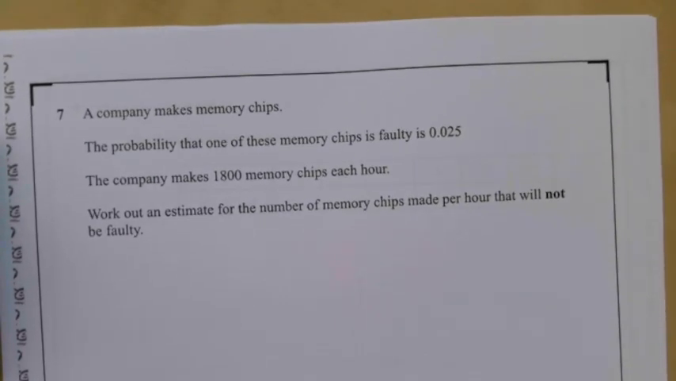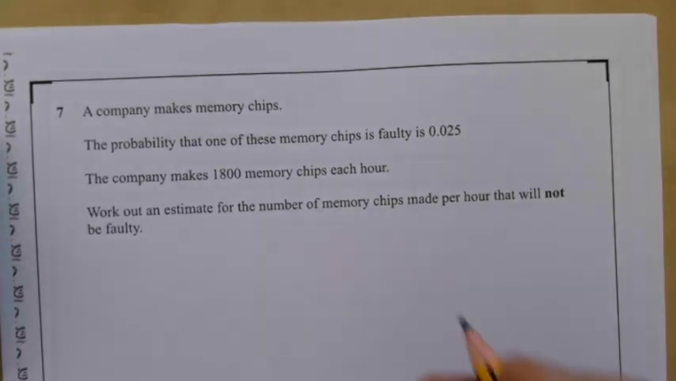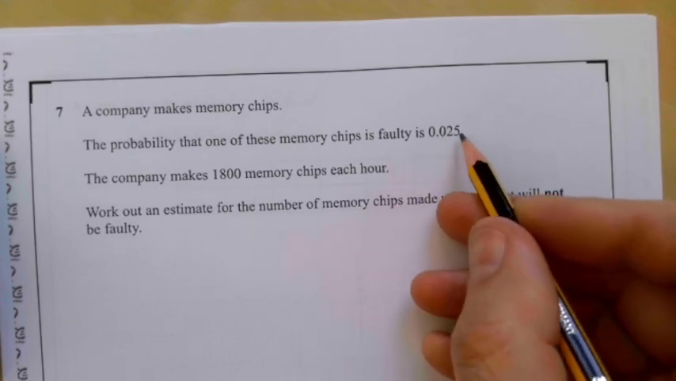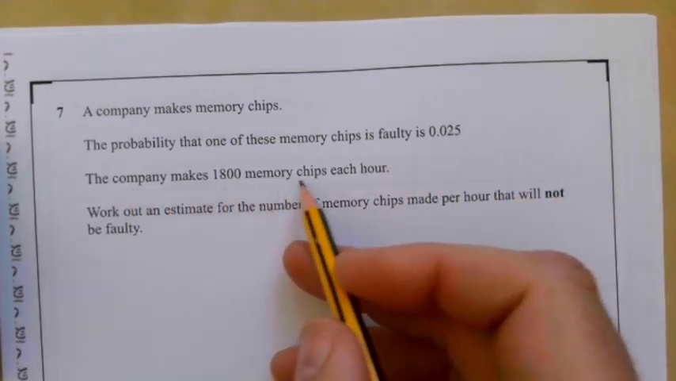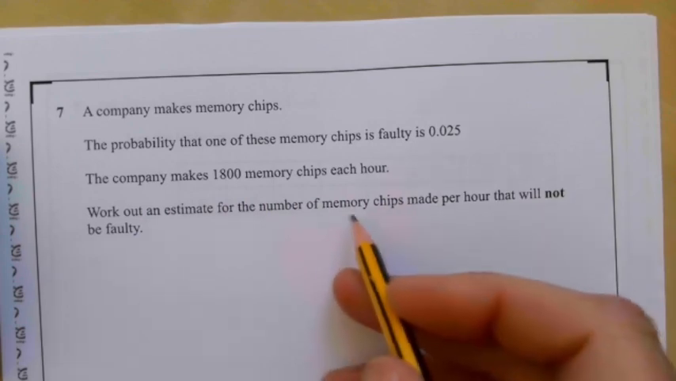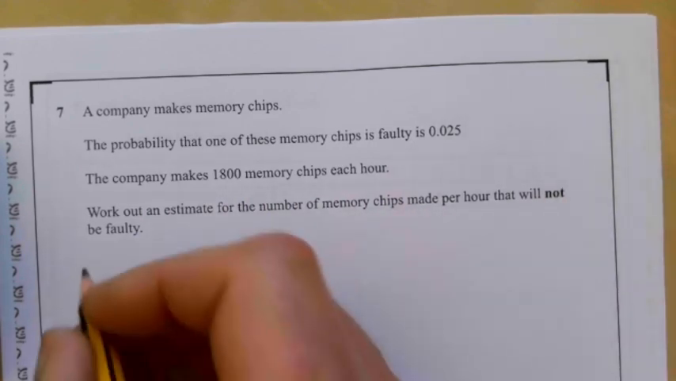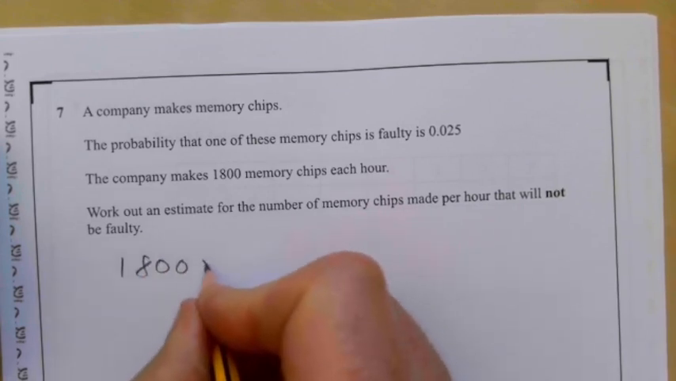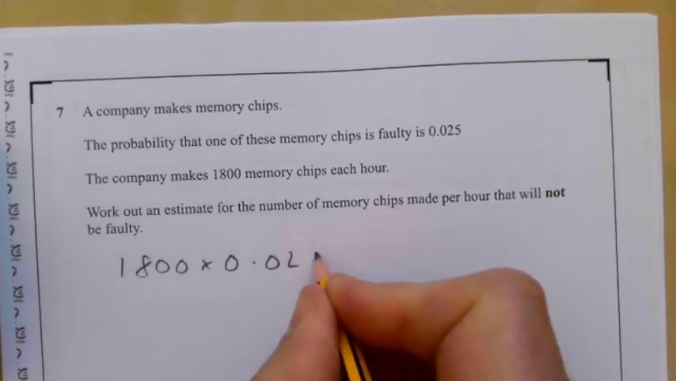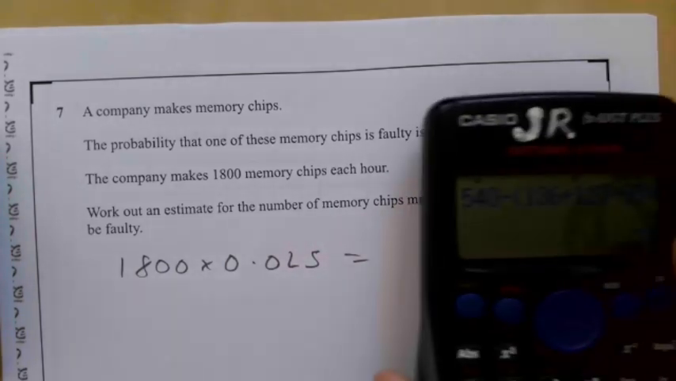A company makes memory chips. The probability that one of these memory chips is faulty is 0.025. The company makes 1800 memory chips each hour. Work out an estimate for the number of memory chips that will not be faulty. So I'm going to do 1800 times 0.025. You could take this away from 1 and do it the other way around, but that's okay.